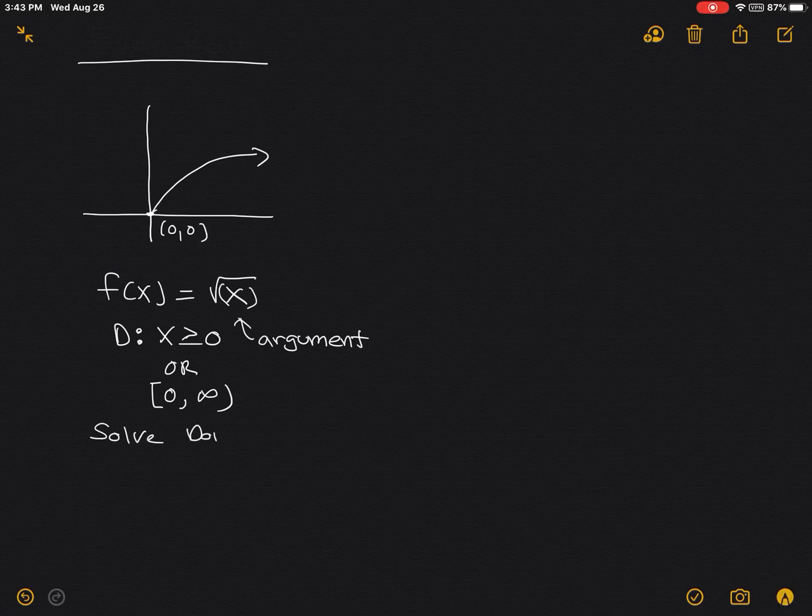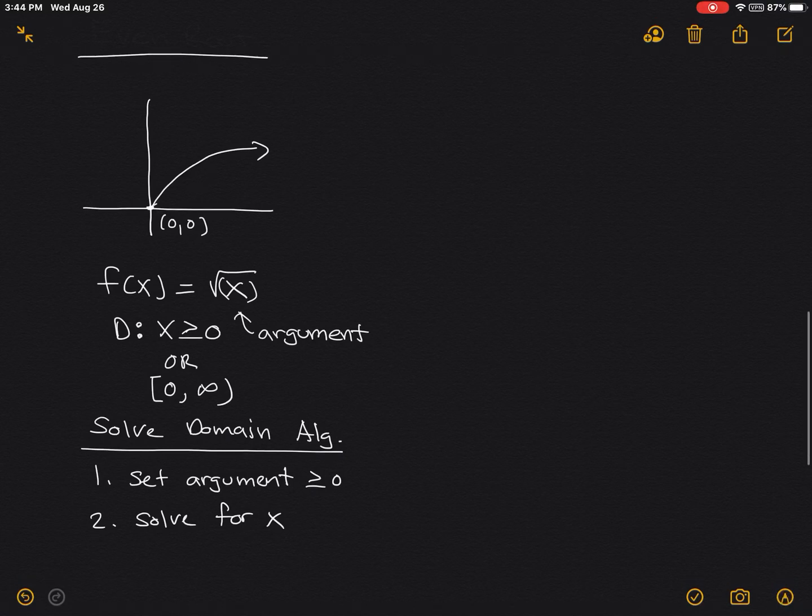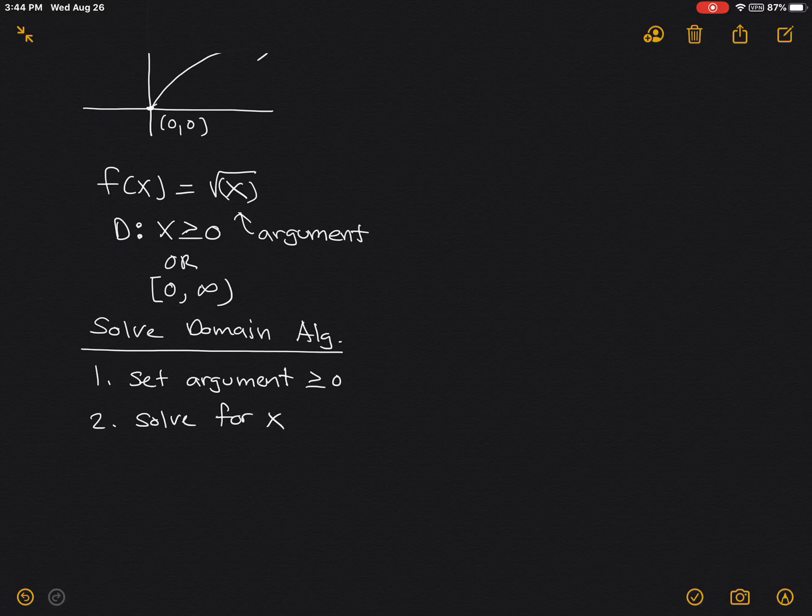okay, solve domain algebraically. Step number 1 for even root functions, set argument greater than or equal to 0, and then you solve for x. Okay, just those two steps. That's how you solve the domain algebraically. So if I go back and do this problem, right, all I do is just set the argument greater than or equal to 0, and I solve for x. And that's it. There's not much I can do, right? X is already by itself.